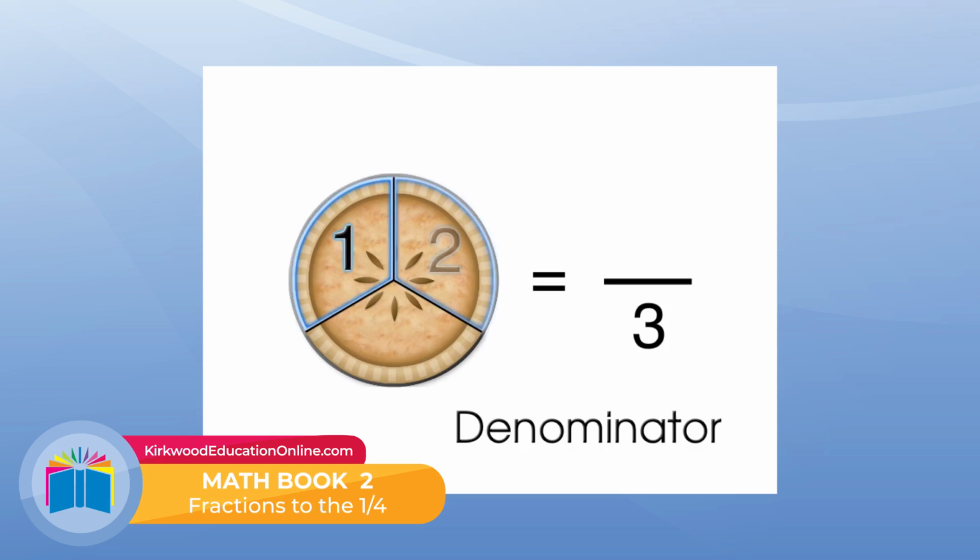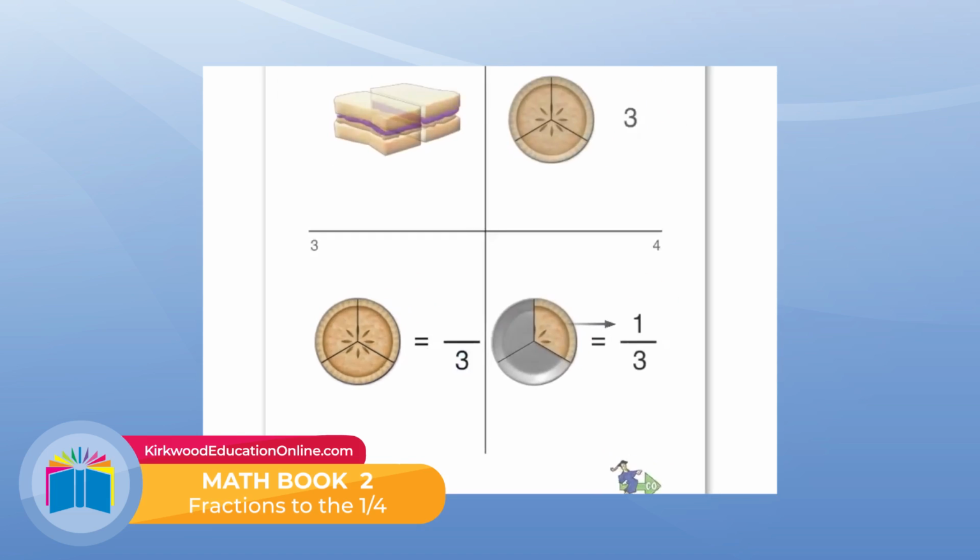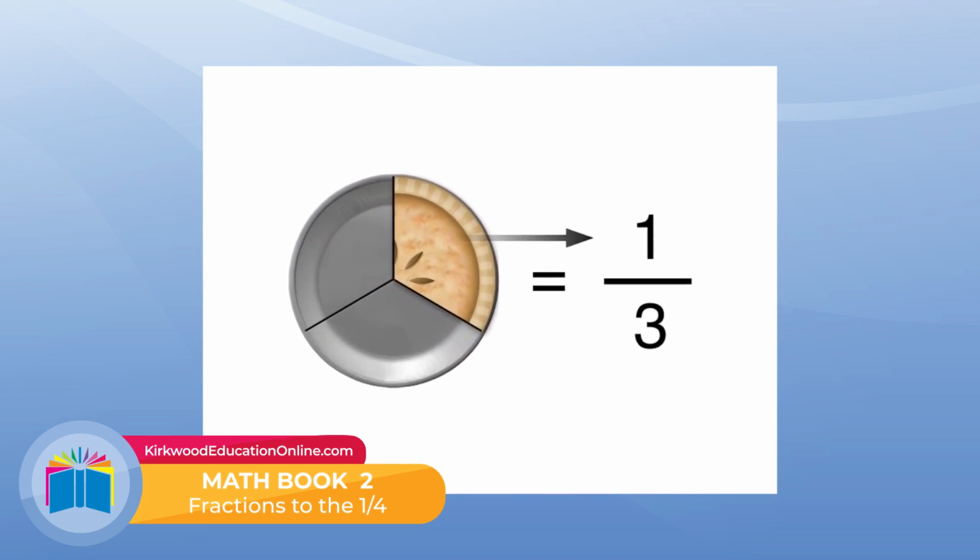Like 1, 2, 3. So 3 is written below the line because it tells you the total amount, the total number of pieces that whatever it was divided into. And it's written below the line. And that is the denominator part of the fraction. Now look at square number 4.